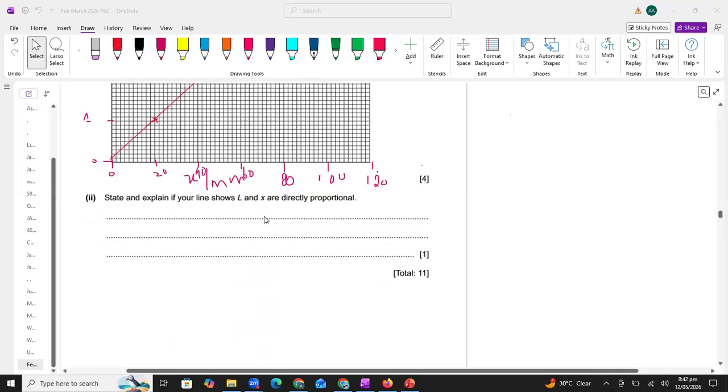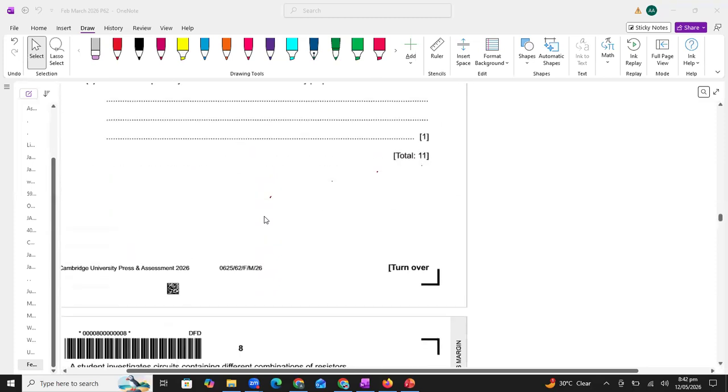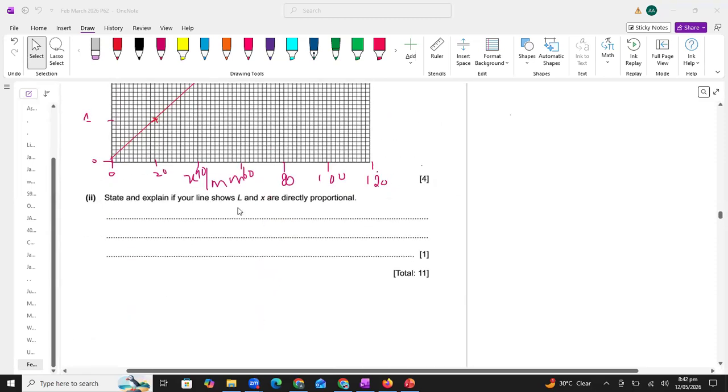Okay, now what are they saying in the next part? They are asking: state and explain if your line shows L and X having a direct relation or inverse relation or whatever relation. Basically, they are saying L and X are directly proportional, and we have to prove that. We are getting a straight increasing line. So what do you think, students? Does it show a direct relation or an inverse relation?